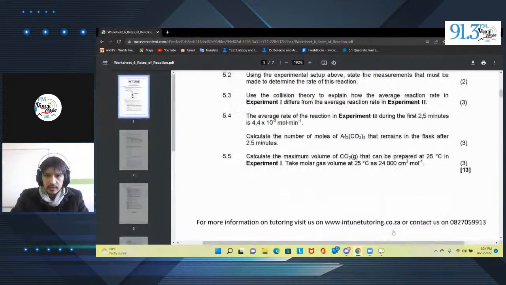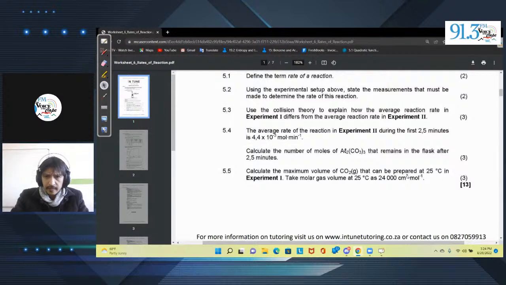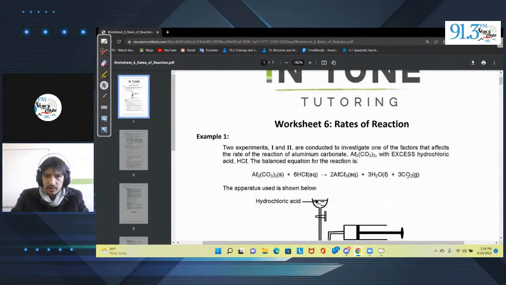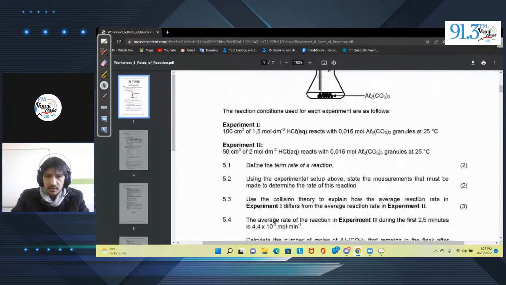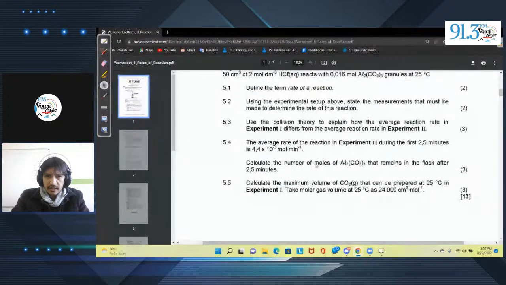Nope, okay, it's not working. So we leave it like that, right? And if we scroll up and look at our balanced equation, it's 1:3. So for every 1 part of aluminum carbonate, we're getting 3 parts of carbon dioxide. So we need to consider our mole ratio, because they are asking us to calculate the maximum volume of carbon dioxide that can be prepared from this, right?